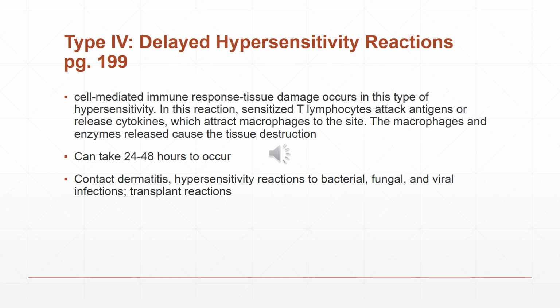Now, type 4 is your delayed hypersensitivity. This falls under your cell-mediated immune response. The most common reaction is going to be contact dermatitis, or a hypersensitive reaction to bacterial, fungal, or viral infections, and also your transplant. It means it's delayed. It's not happening right away. It's going to take up to 24 to 48 hours for you to have an occurrence of it.